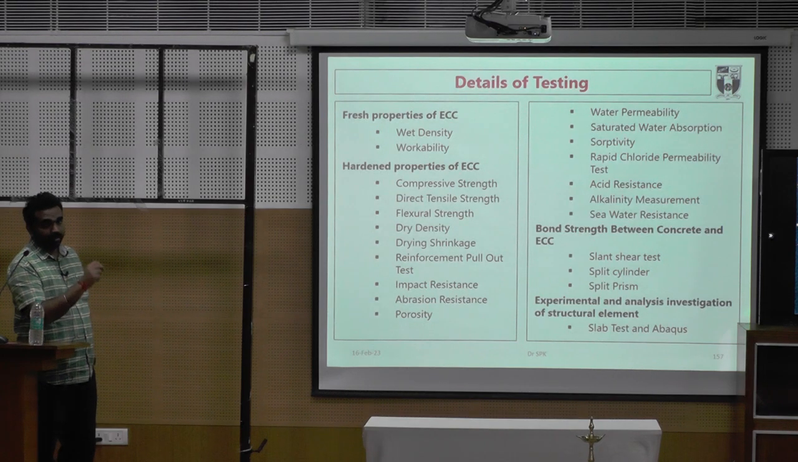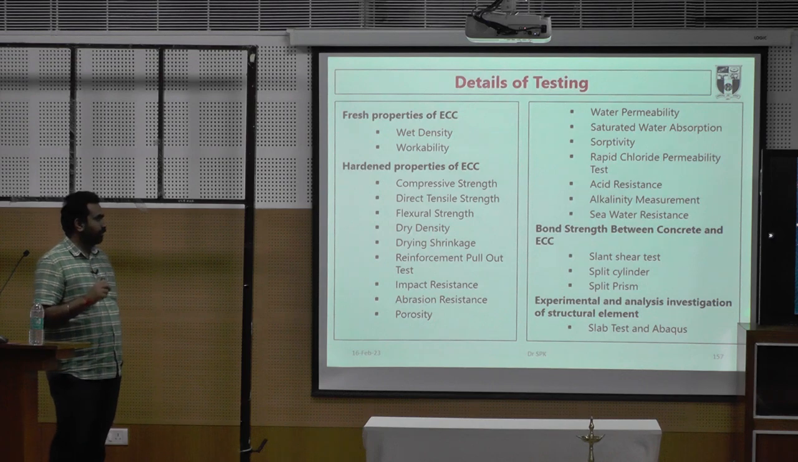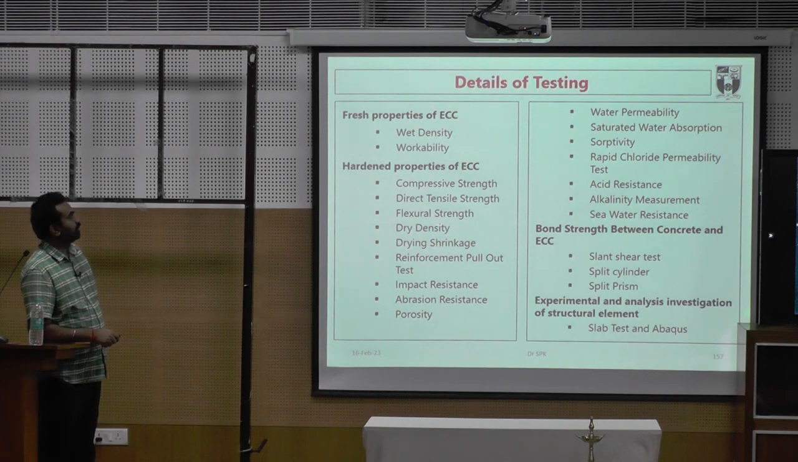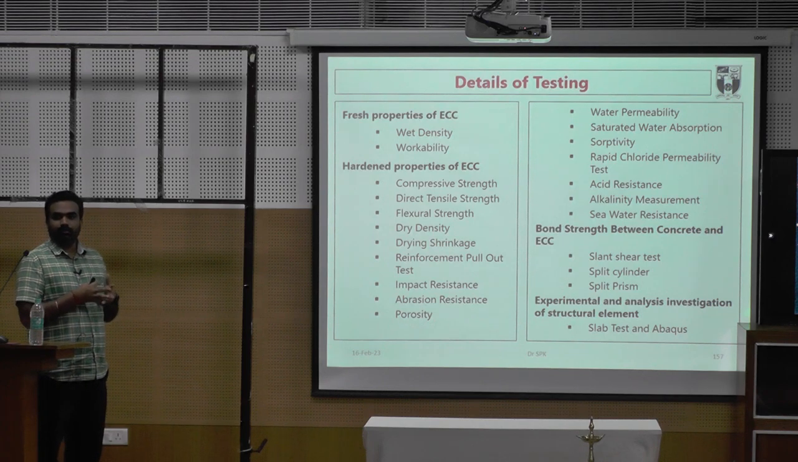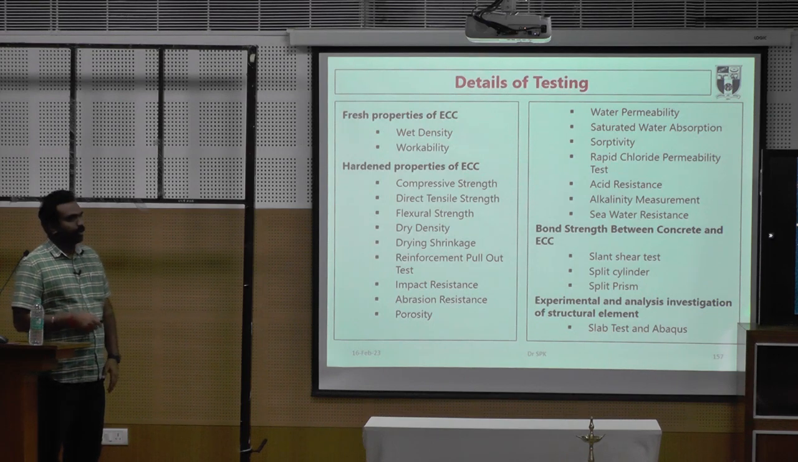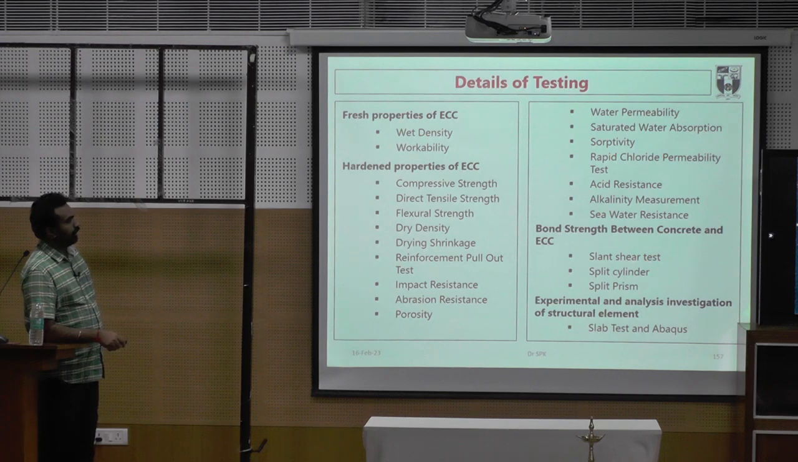Then for a specific problem, we need to understand the specific type of test. So for example, this is an engineered cementitious material, and the project deals with the application of bridge deck overlays. For the overlay purpose, when you use a concrete with the ECC, we have to understand how the performance will be. So for that, we are supposed to have a bond strength between the cement and ECC.